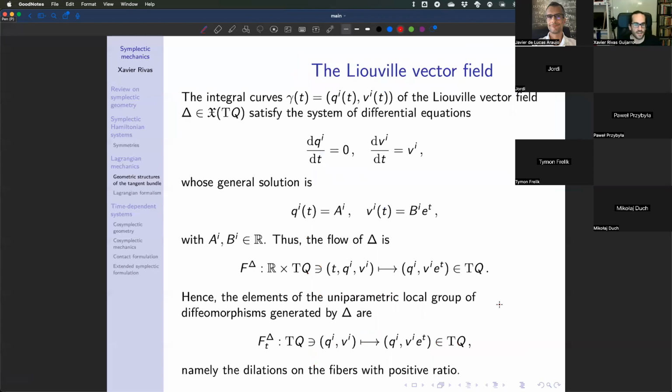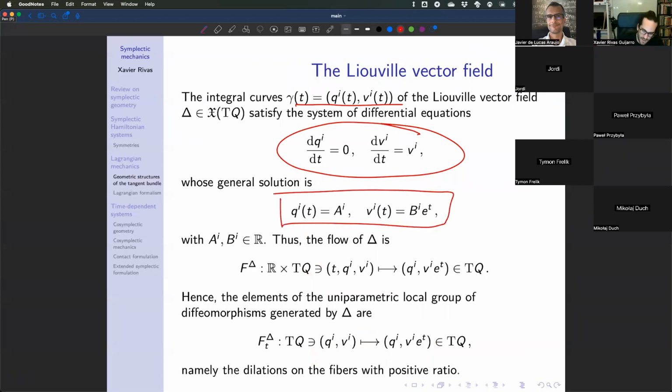So what are the integral curves of this vector field? A curve is an integral curve of the Liouville vector field if it satisfies this system of differential equations, and the solution of this system is this thing here. As you can see, this is just the dilations along the fibers. It's the dilations on the fibers of the tangent bundle. Nothing more, nothing less.